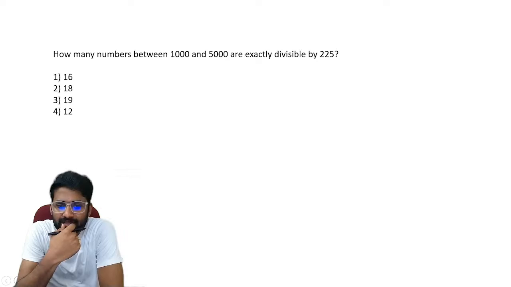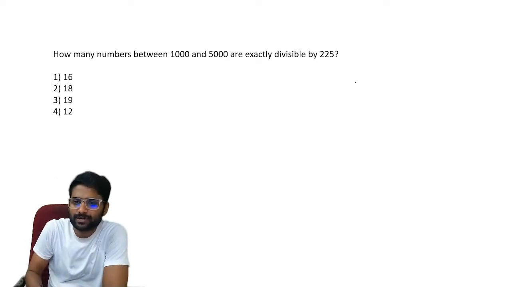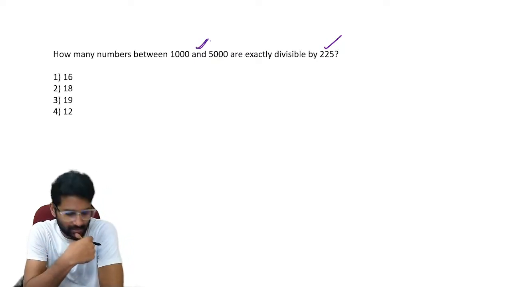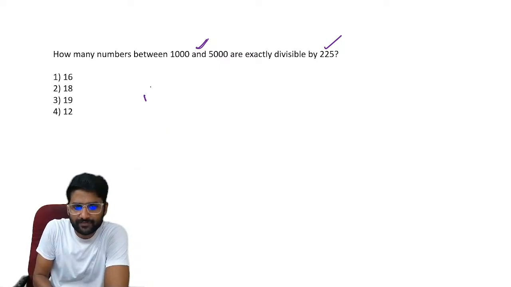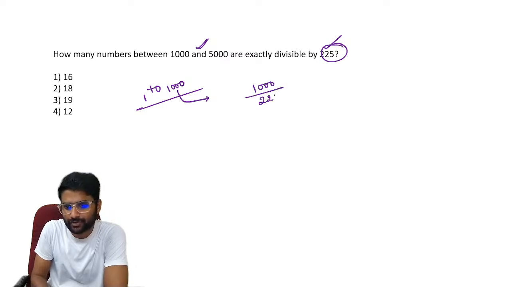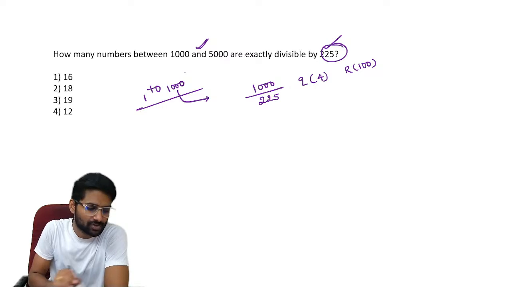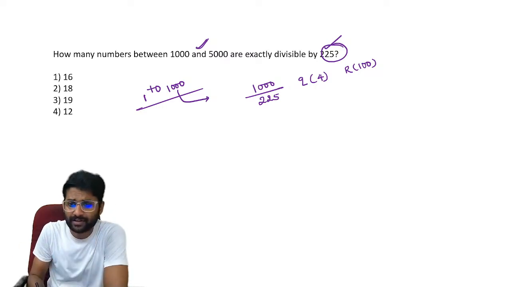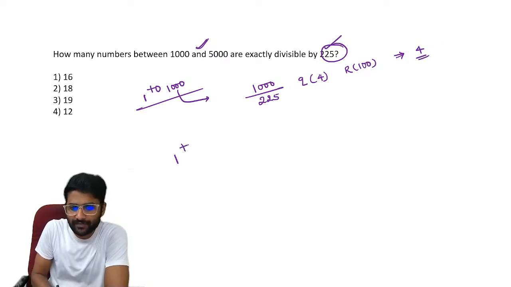Now, how many numbers between 1000 and 5000 are exactly divisible by 225? So we have to identify how many are between 1000 and 5000. Let's verify in this way. From 1 to 1000, how many multiples of 225 are available? Pick the last one. If 1000 is divided by 225, you will get the quotient. The quotient is exactly 4 and the remainder is 100. It means 1000 is not divisible by 225, so we have a total of 4 multiples from 1 to 1000.